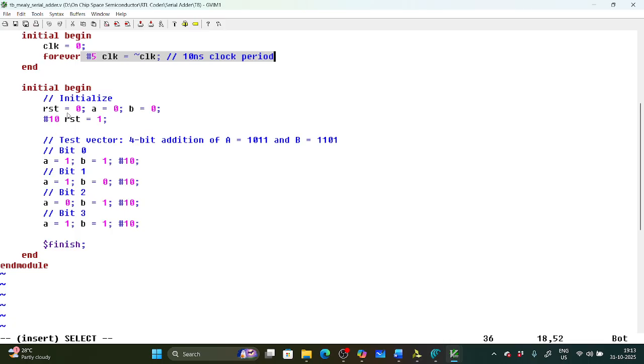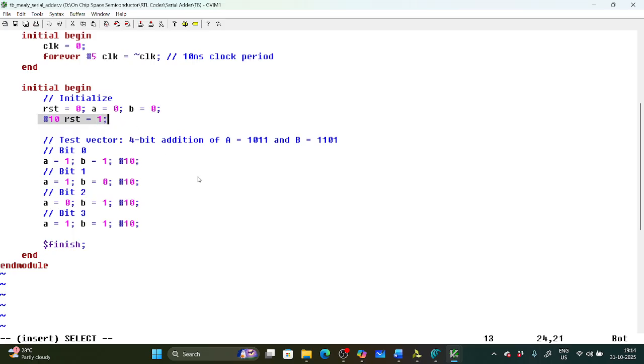Reset equal to 0, so active low reset. When reset equal to 0, I'm making A equal to 0, B equal to 0. After 10 time units, I'm making reset equal to 1. So this is nothing but reset mode. After 10 time units, I'm moving into functional mode.